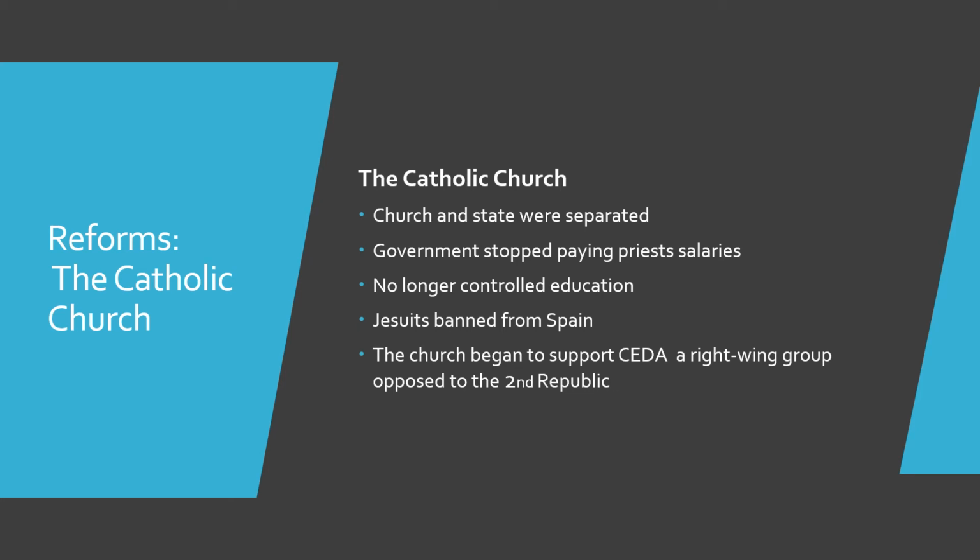The Jesuits were banned from Spain. However, to counteract this, an organization called CEDA was founded. This was a right-wing group which was opposed to the Second Republic and to all the reforms that the Second Republic had introduced into Spain, particularly where it concerned the Catholic Church.